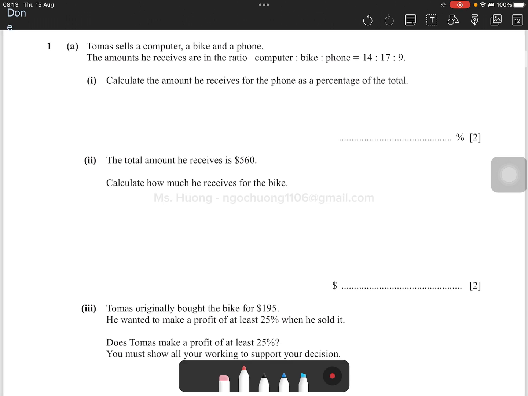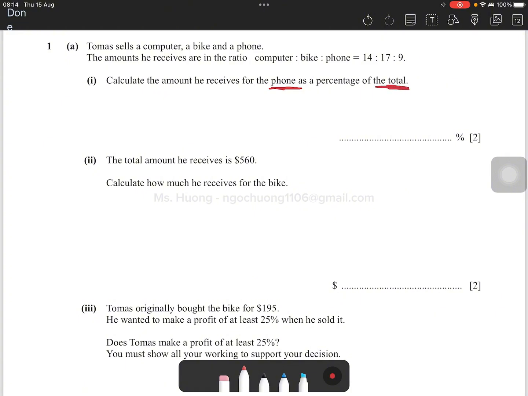Question 1. A. Thomas sells a computer, a bike, and a phone. The amounts he receives are in the ratio computer to bike to phone equals 14 to 17 to 9. 1. Calculate the amount he receives for the phone as a percentage of the total.